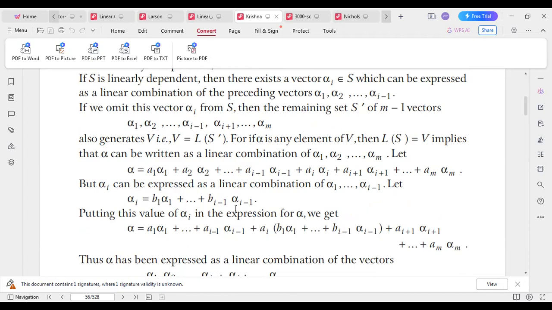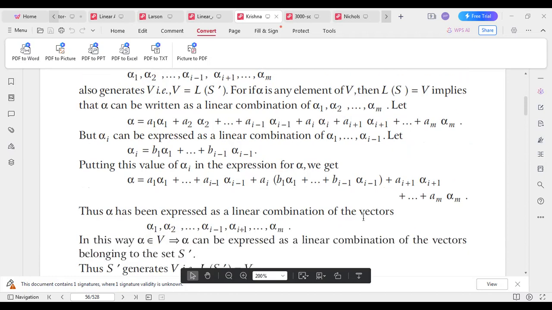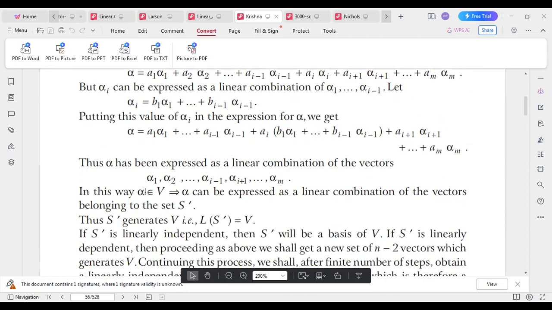Putting these values of alpha i in the expression for alpha, we get this one. Thus alpha has been expressed as a linear combination of the vectors of S dash. So alpha belongs to B implies that alpha can be expressed as a linear combination of vectors belonging to the set S dash. Thus, S dash generates B, and L(S dash) equals B.